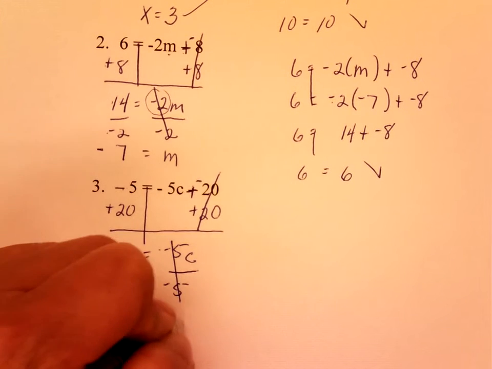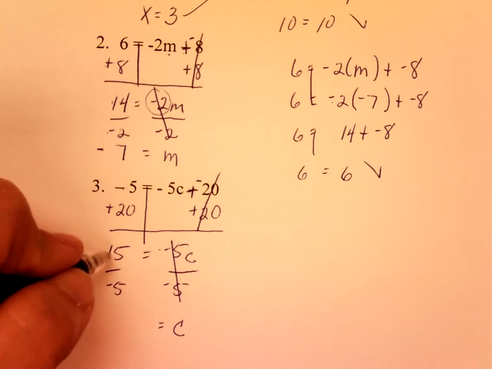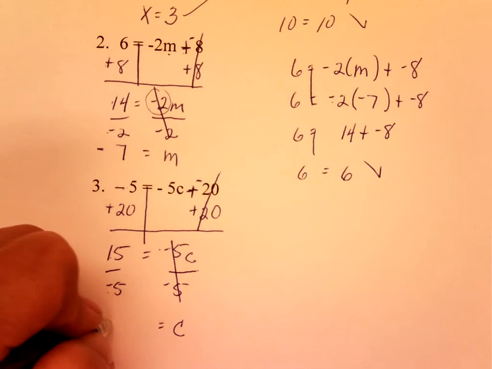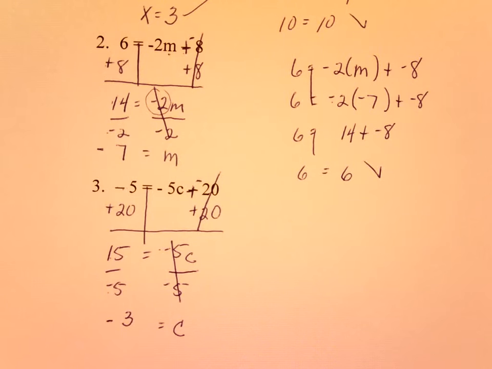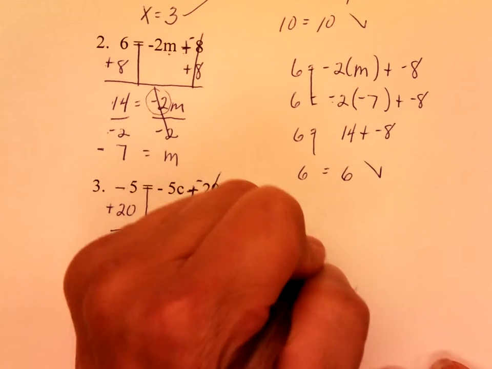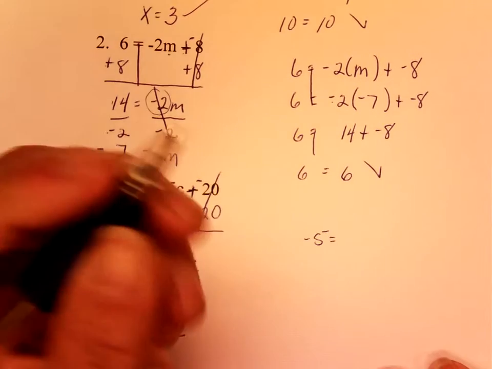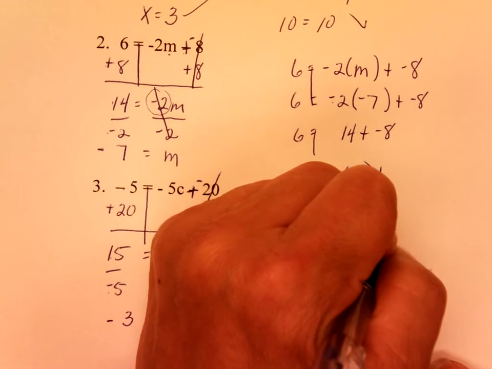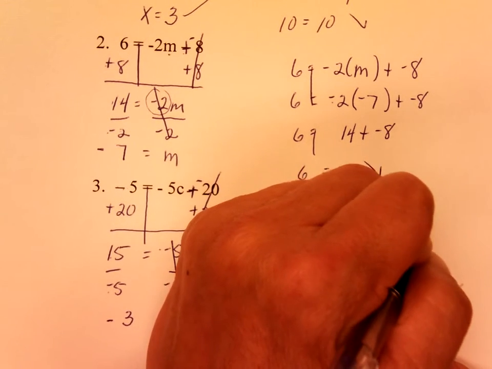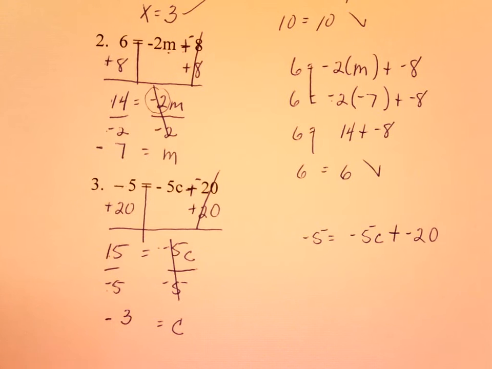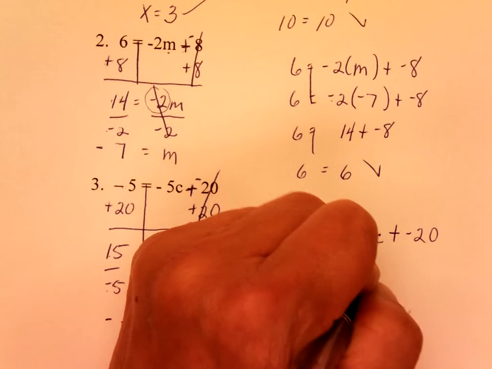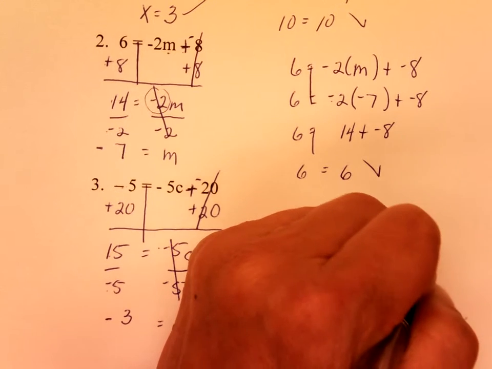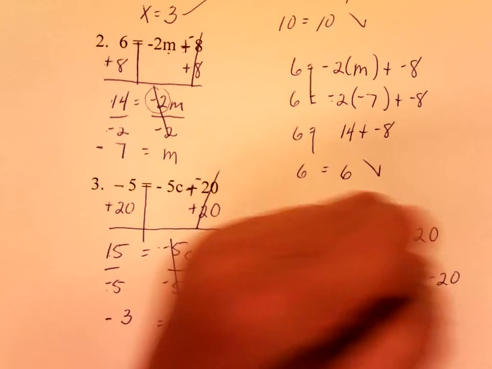Negative 5's cancel out. C is equal to, ask yourself, do you win or lose? You lose. And 15 divided by 5 is 3, so it's negative 3. To do your check, you have negative 5 is equal to negative 5c plus negative 20. Replace your c with negative 3, so negative 5 is equal to negative 5 times negative 3 plus negative 20.